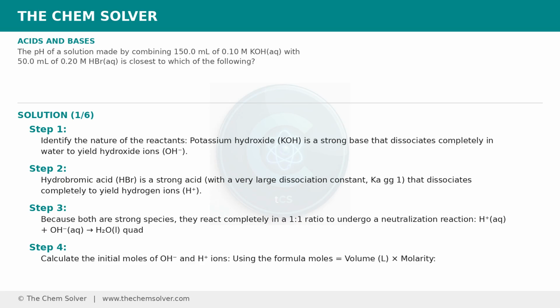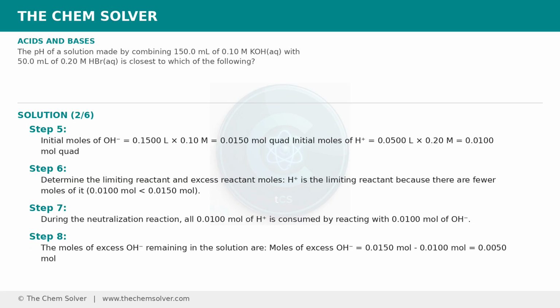Calculate the initial moles of OH⁻ and H⁺ ions, using the formula moles equals volume, in liters, times molarity. Initial moles of OH⁻ equals 0.1500 liters times 0.10 molar equals 0.0150 moles. Initial moles of H⁺ equals 0.0500 liters times 0.20 molar equals 0.0100 moles.